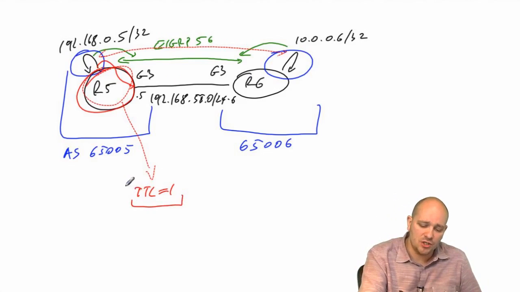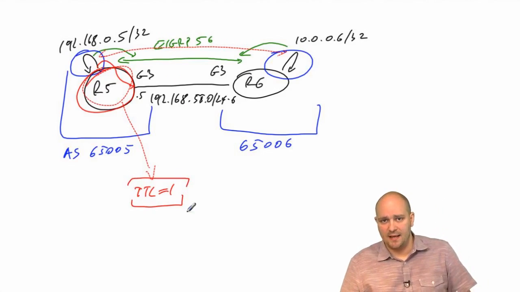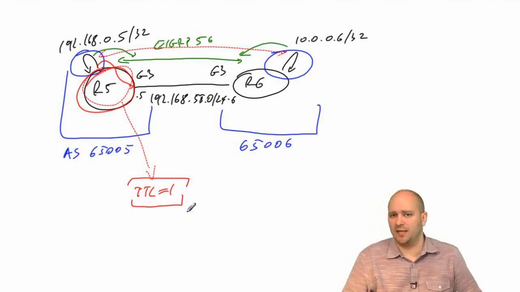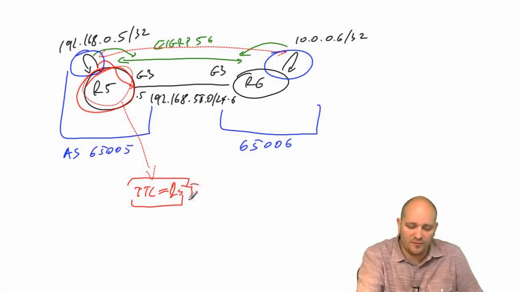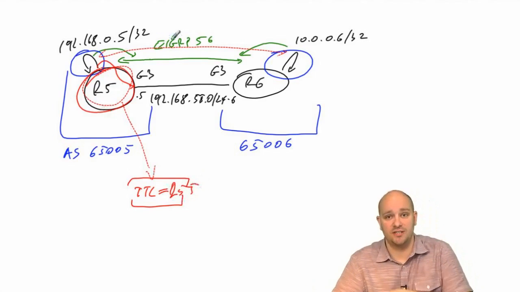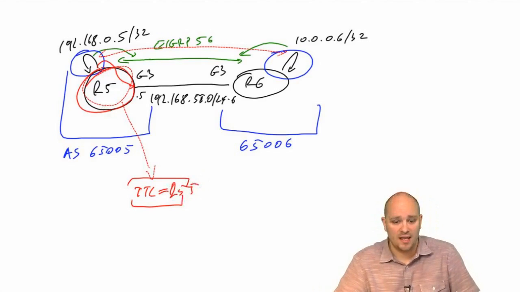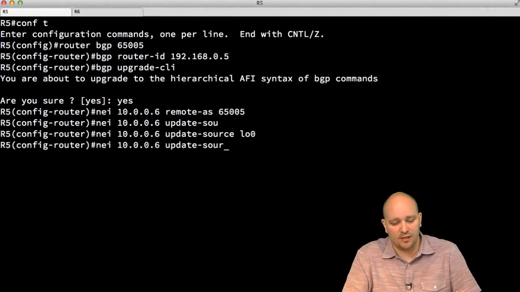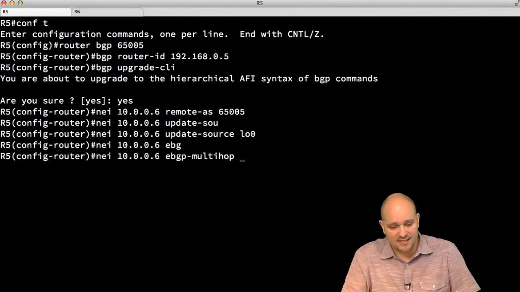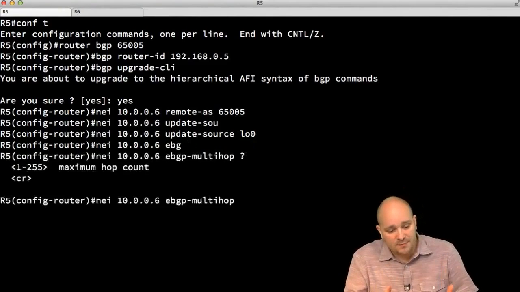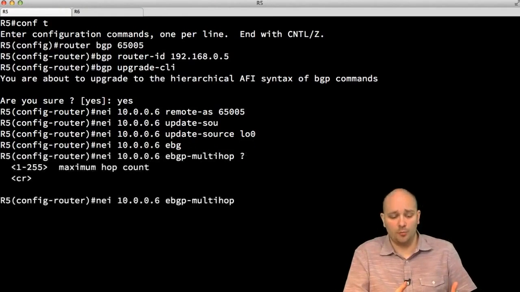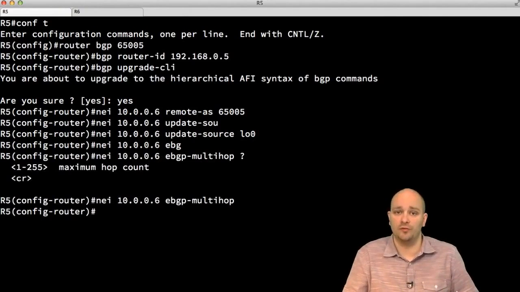Now we can change the behavior of this TTL and we can relax it. We can set it to 2, 3, 5 or whatever, or we can simply set it to 255 and tell R5 to establish the session with R6 anyway. And this is something that we can do if we simply say ebgp multi-hop here on the neighbor statement. We can specify what our hop count is going to be. If we don't specify it, it will be 255.